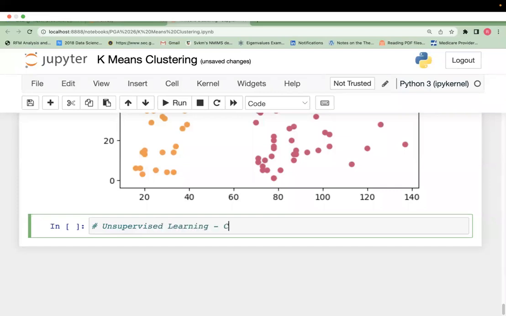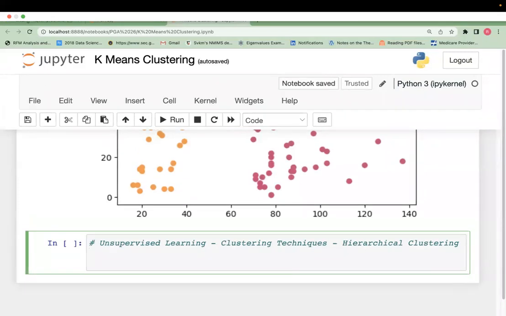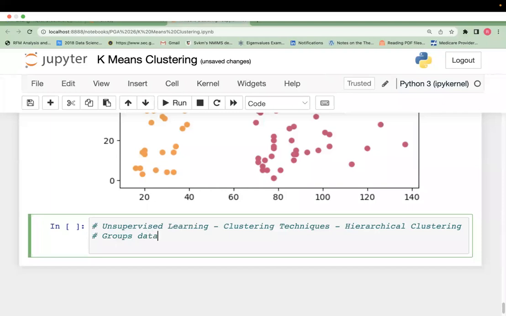Unsupervised learning within the clustering. One other prominent technique is hierarchical clustering. Hierarchical clustering is widely used in natural language processing and text mining. It is also used on numerical data, but it got its prominence mostly from natural language processing, and it groups data into a hierarchy of clusters in the form of a tree.